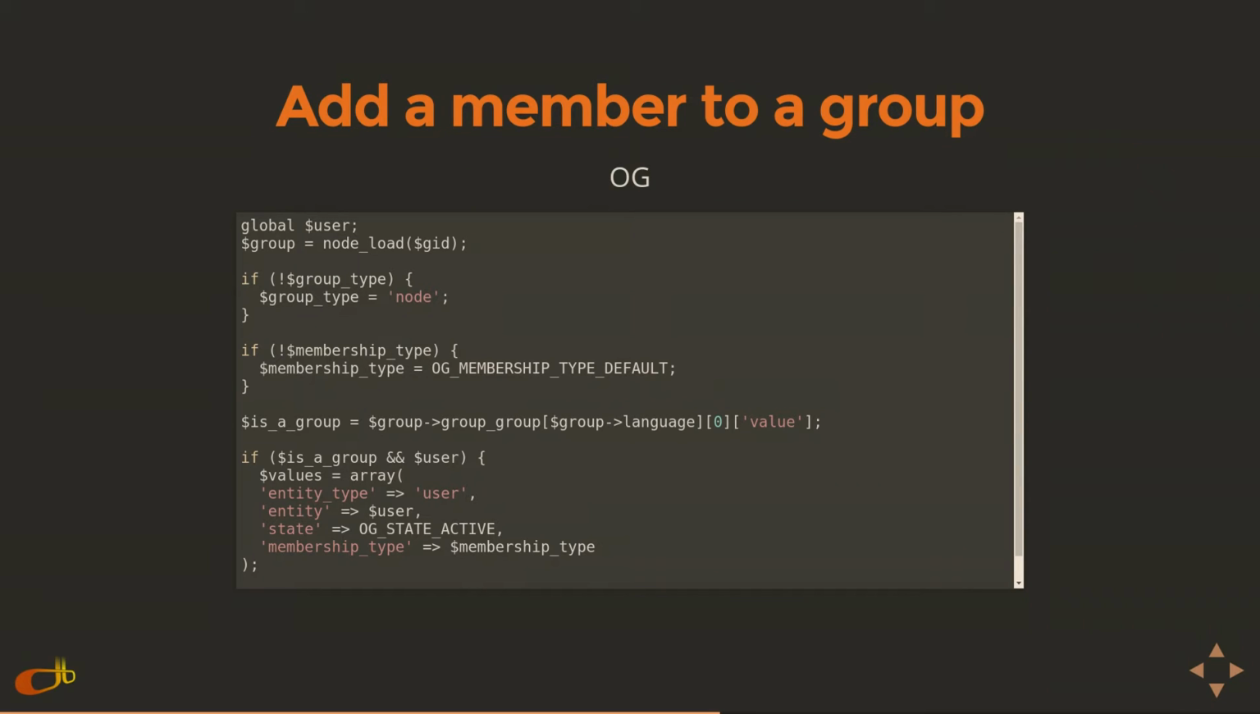Comparing organic groups to group. So, add a member to a group. This is the solution I found for organic groups. Now, full disclosure, I haven't worked with organic groups in a while, and I'd never really gotten into the back end of it, so there might be a better solution here. If you know one, let me know, and I'll happily update my slides, but this is what I found through Google.